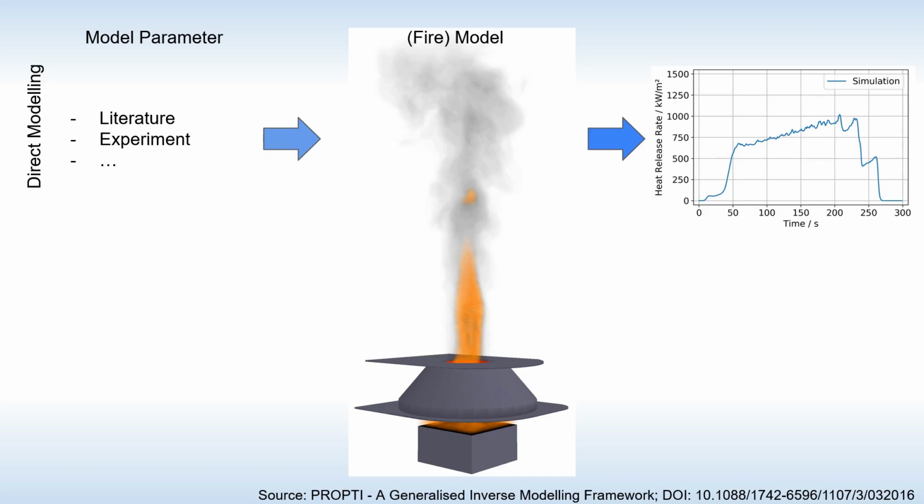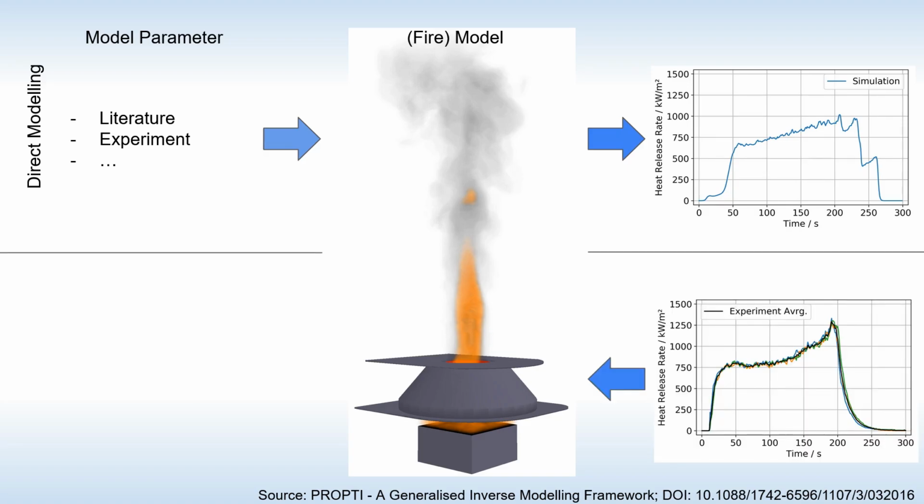A different approach would be that we start from the target that we want to reach, for example the experiment data. We are using the same model and we ask the question: what parameters would we need to provide to the model to get to this result? It is important to note that the parameters that we get are effective parameters that are also model dependent.